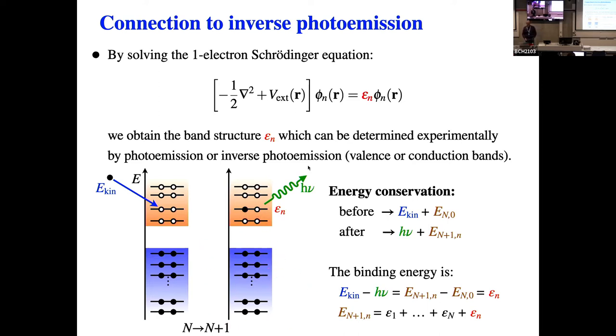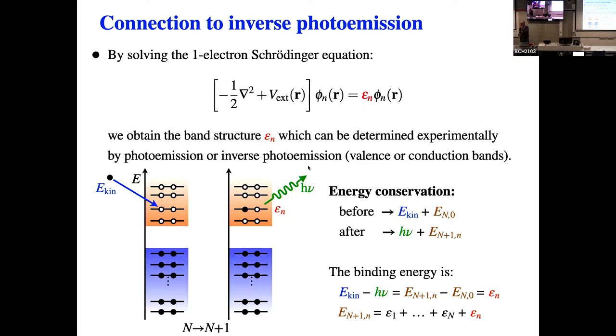Okay, so this is the simple one-particle picture that we have of systems, and that connects to experiment. You can always keep that picture in mind, even though it's not perfect, as we will see. And this is a picture that we would like to get to always.